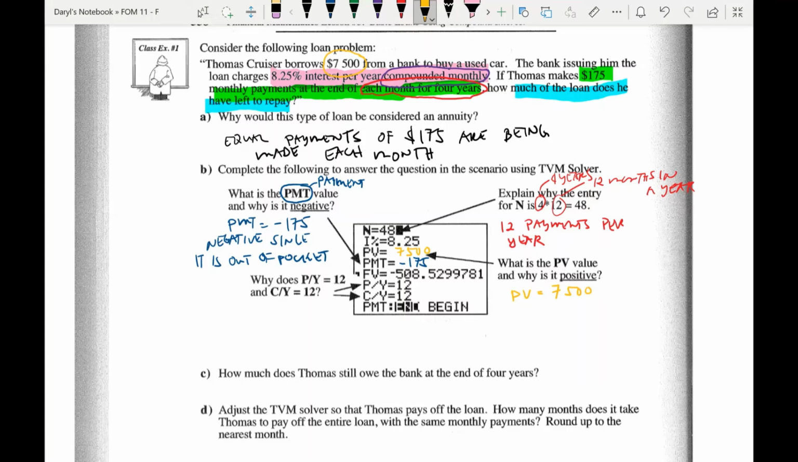And why do you think it's positive? Positive because money is received, into your own pocket at the start of the loan.